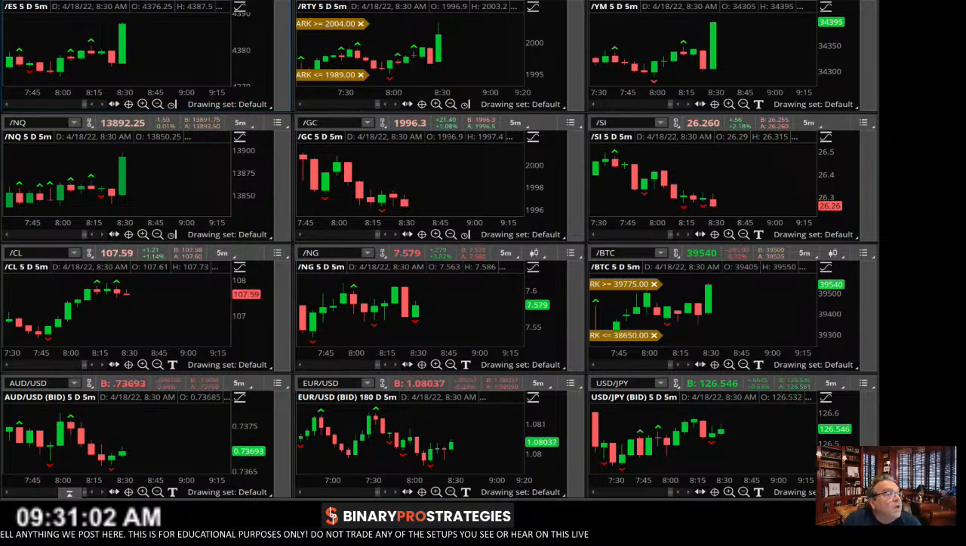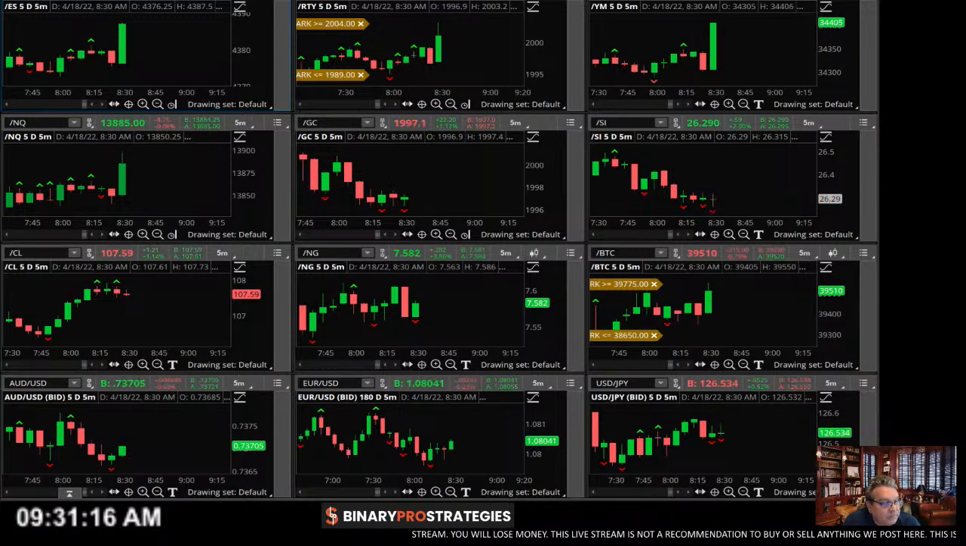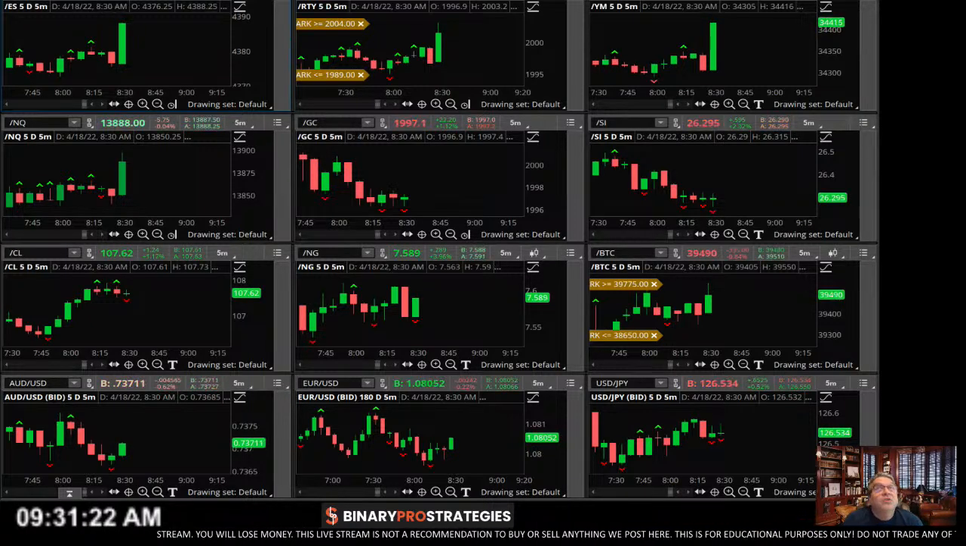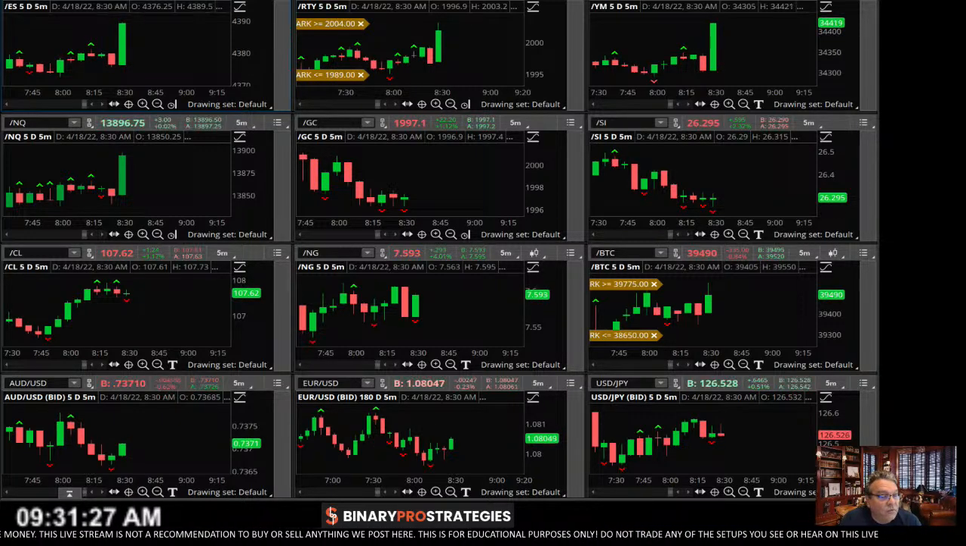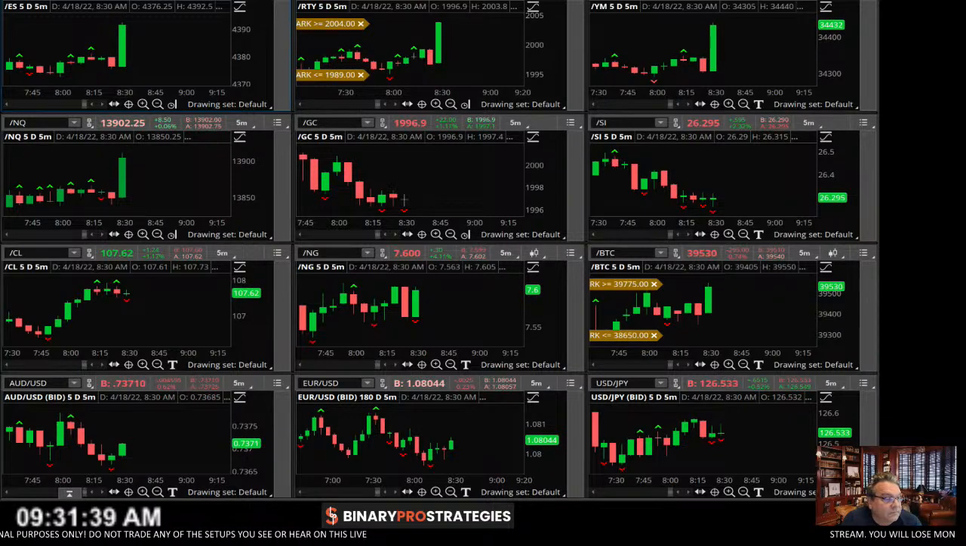Still long RTY, looking for a target of 2004 on RTY. Bitcoin still long, looking for a target of 397.75. Watching for a possible short coming up on yen here in about 4 minutes. If this pattern holds, we'll have a short. Profit target hit. Target hit on RTY.